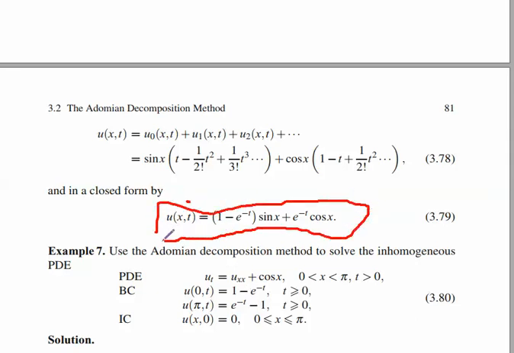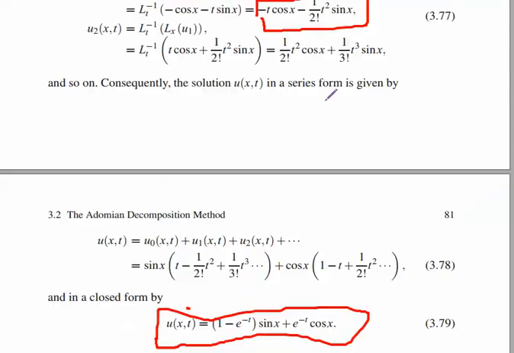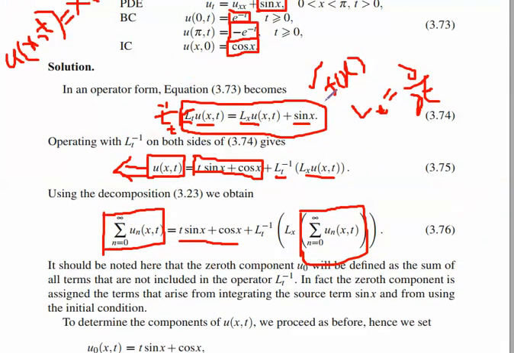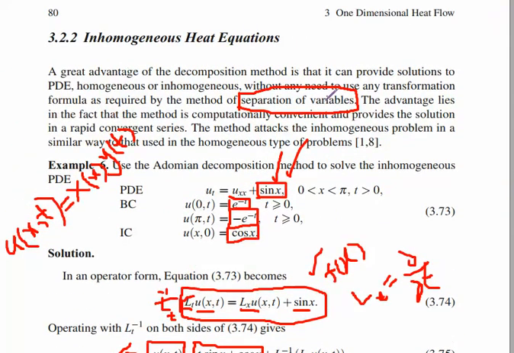So now the assignment or the homework here is that you try this problem using the separation of variables method, and compare your solution from separation of variables with this ADM solution. What is exactly the difference between the two methods?